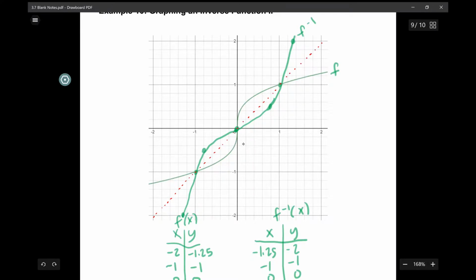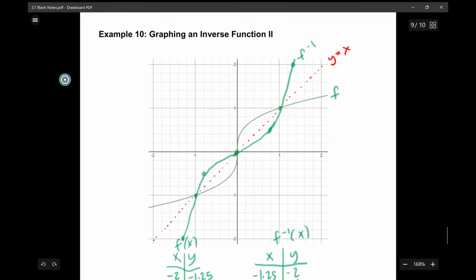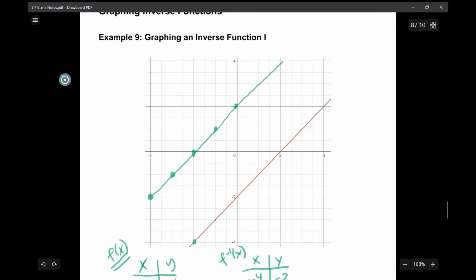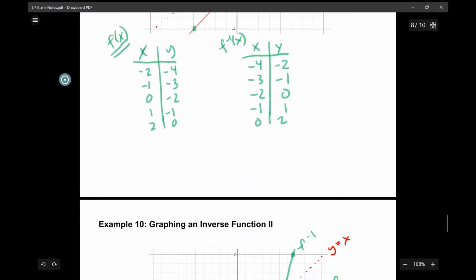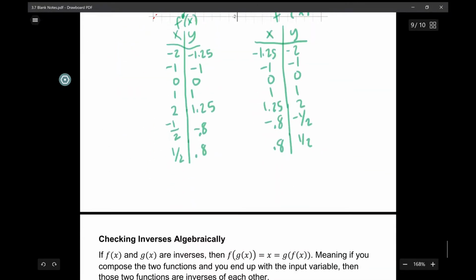And that's exactly because for f, we made x y equal to y x. So we switched the x and y values. So they're going to be a reflection across that. And you can see if we go back to our previous one, if you looked at y equal to x here too, the two graphs were a reflection across the line y equals x. All right, so that is graphing inverse functions.